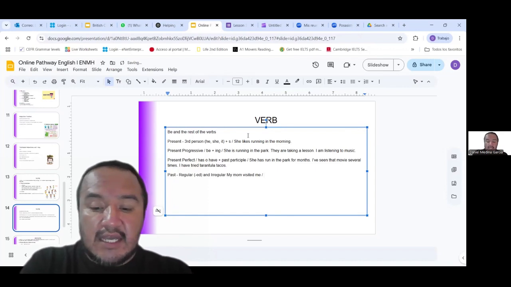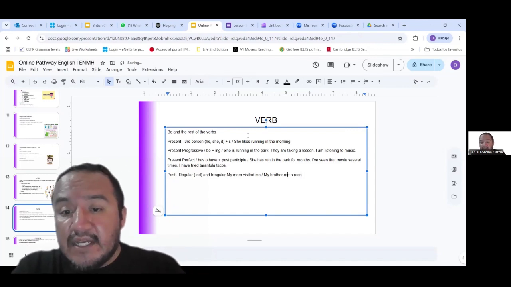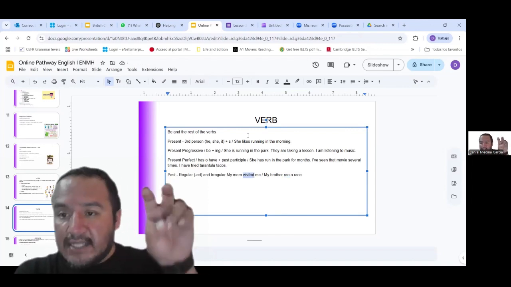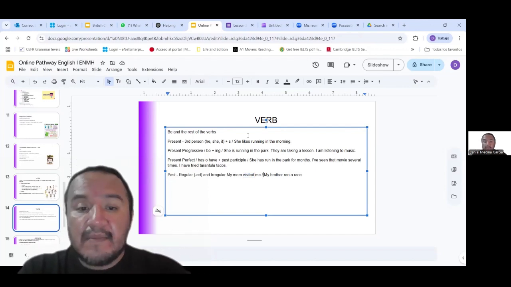Or you can say, my brother ran a race. Okay? In both cases, my verb is conjugated into the second column, ran and visited. And it implies that the action is over.